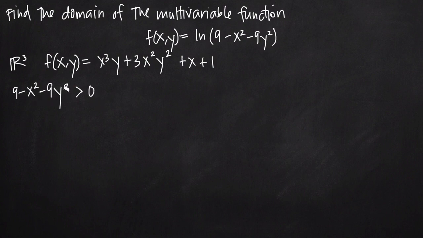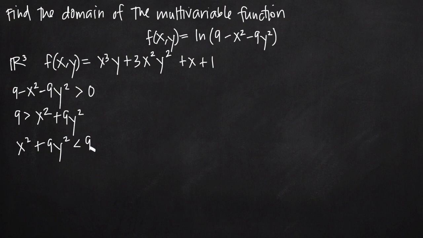Now we just need to simplify this a little bit. What we can do is add x squared and add 9y squared to both sides. We get 9 is greater than x squared plus 9y squared. If we flip that around so it's a little easier to see, x squared plus 9y squared is going to be less than 9. Now if we divide through by 9, we get x squared over 9 plus y squared is less than 1.